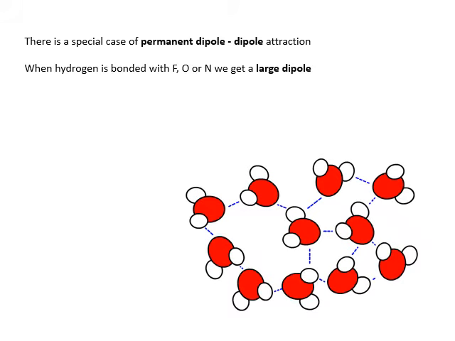And there is a special case of permanent dipole, and that's called hydrogen bonds. That's when you've got fluorine or oxygen or nitrogen bonding with hydrogen, and we get a large dipole and we get relatively strong bonds. Nowhere near as strong as covalent bonds, but as far as intermolecular forces go, these are pretty strong bonds. The attraction is therefore quite strong, and they are called hydrogen bonds.